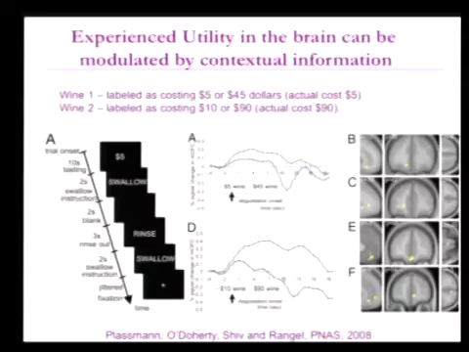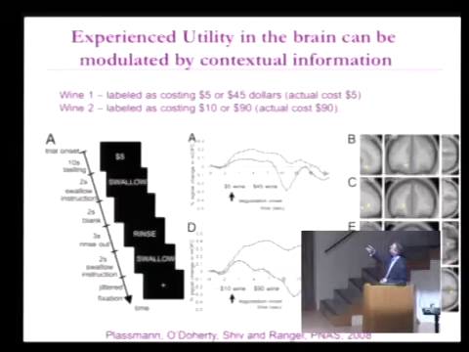And we tell them wine 1 is the same wine, but we tell them it either costs $5 or $45. So the same people get to sample the same wine repeatedly, but they think it's different wines, and they think it's got different prices. And similarly for wine 2, it's either labeled as costing $10 or $90. And the actual price of wine 1 was $5, and the actual price of wine 2 was $90. Okay? And then we looked at activity in this orbitofrontal, ventromedial prefrontal cortex area.